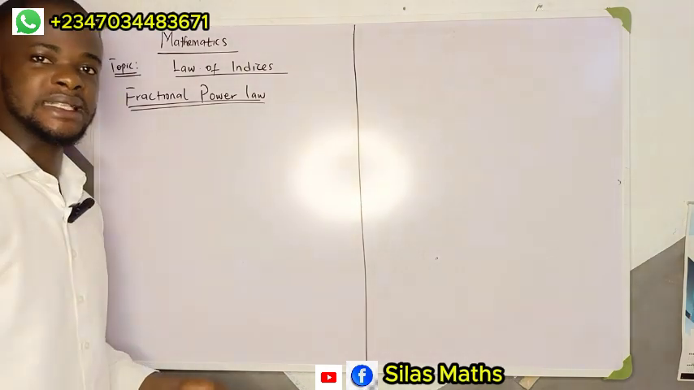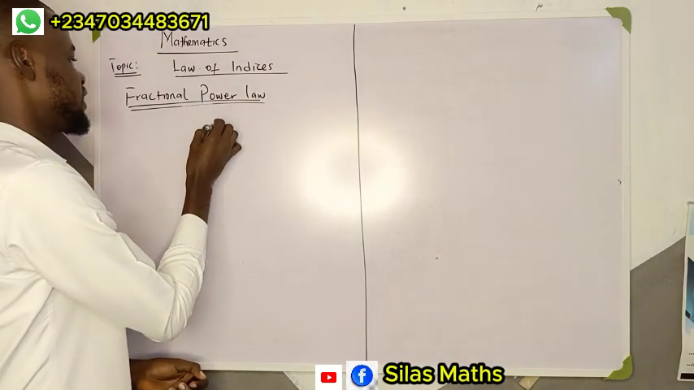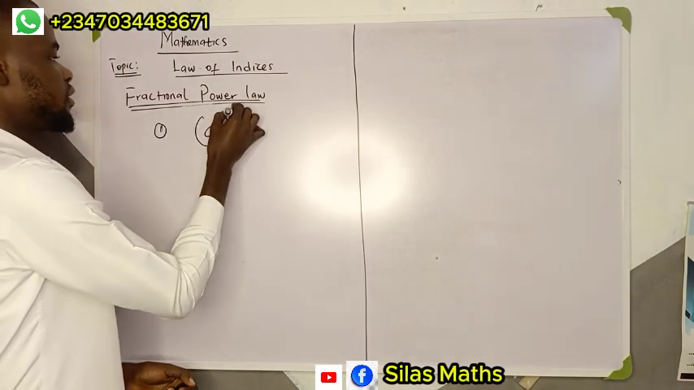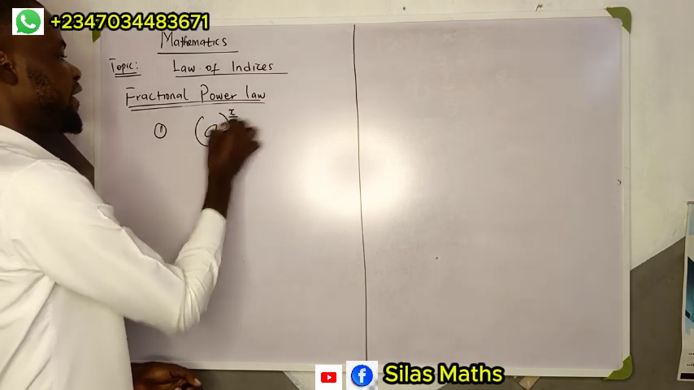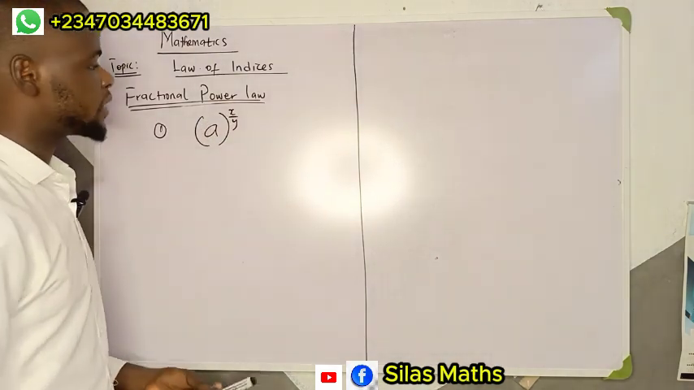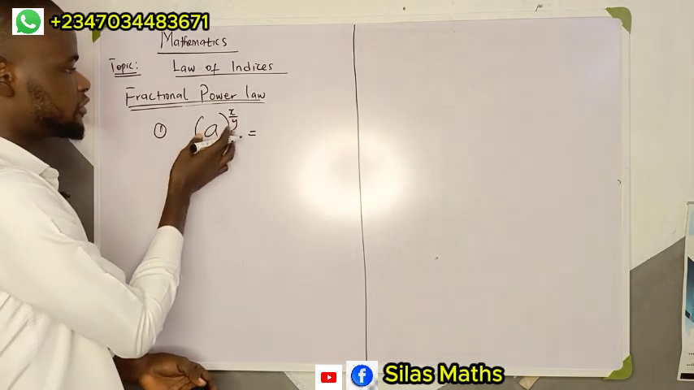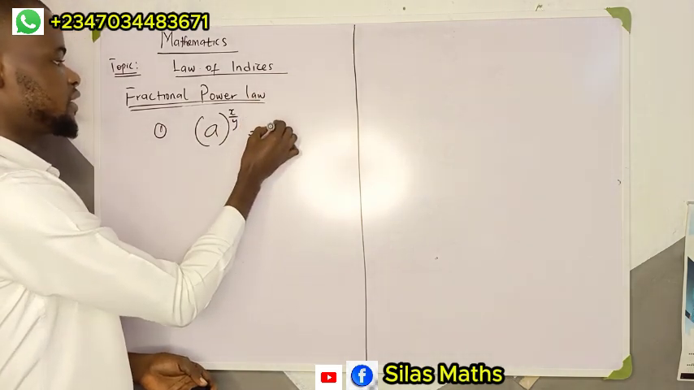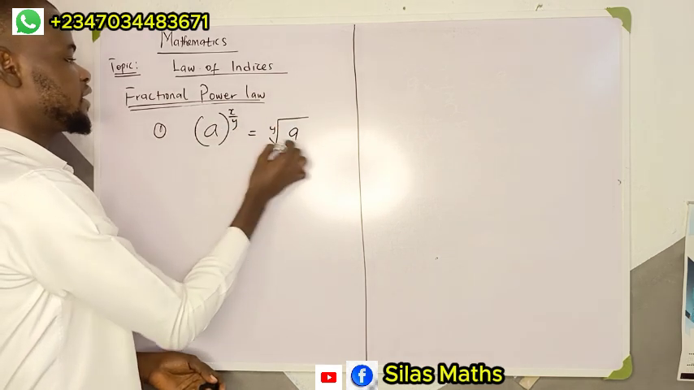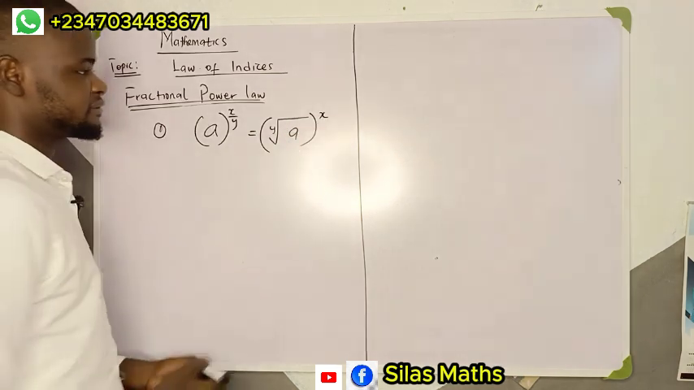Let's quickly jump into fractional power law. What does the law state? Mathematically, if you have something like a to the power of x over y, look at the power: it is a fraction. So what would that be? That will be equal to the y root, the root of the denominator, then a, which is the number, all to the power of x.